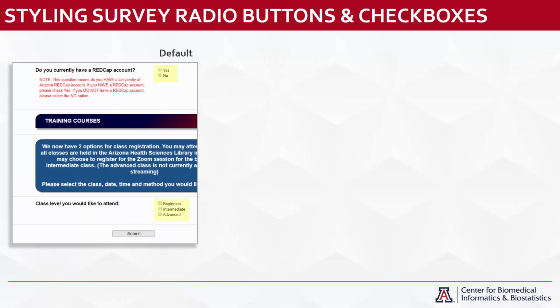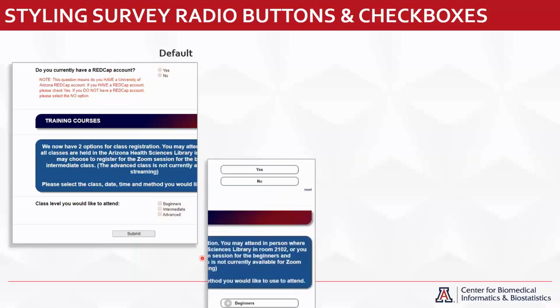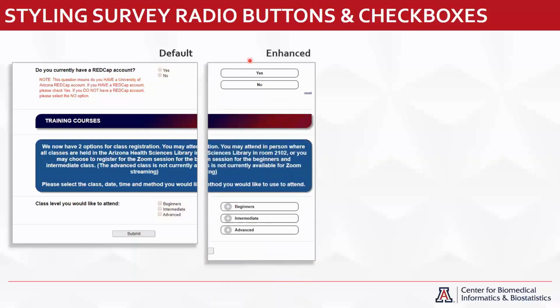So in REDCap surveys, this is the default design for radio buttons and for checkboxes. Now, if you want, REDCap gives you the option of using enhanced radio buttons and checkboxes, and those look like this. It allows you to extend the buttons, and this is helpful when you're answering surveys on a mobile device like a phone or a tablet. It gives you a bigger target to hit.